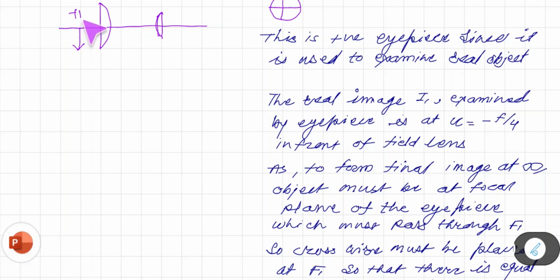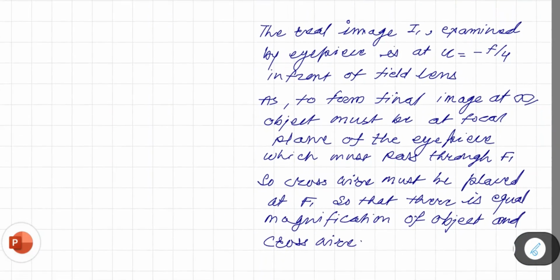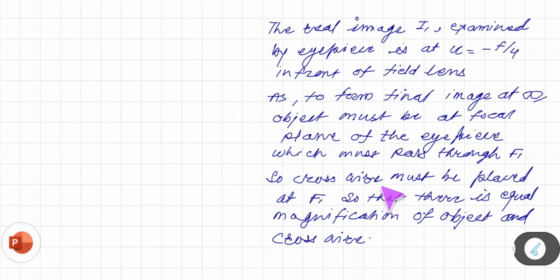Now if we put the crosswire here at the same place, then the crosswire and object will be magnified equally and a proper scale will be observed in the case of the crosswire. So the crosswire is placed at this place in Ramsden's eyepiece. The crosswire must be placed at f1 so that there is equal magnification of the object and crosswire.